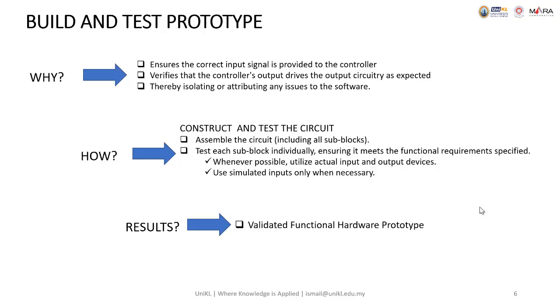So later, if we have a problem, we cannot say, I don't know, yesterday it worked but now it doesn't work, right? We cannot burden everything on the software, blaming the software and not the hardware, because we have conducted the build and test prototype stage. How? Construct and test the circuit. Assemble circuits including all subblocks, and test each subblock individually against the intermediate tests that we saw previously, to ensure it meets the specified functional requirements.